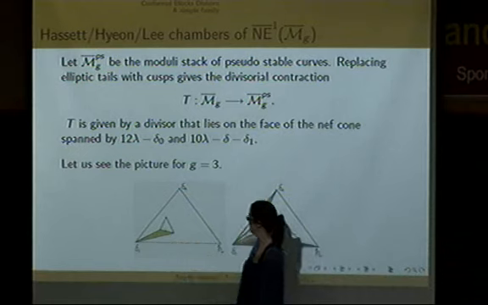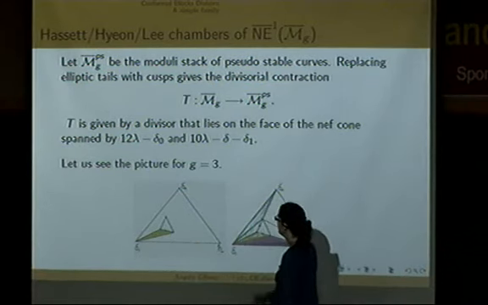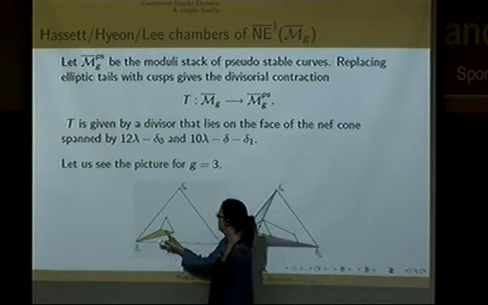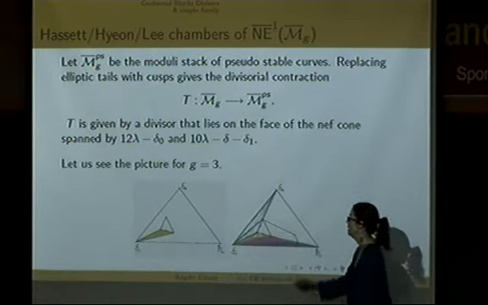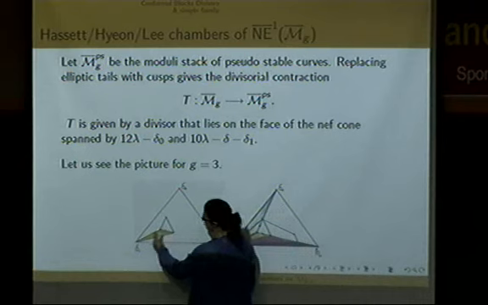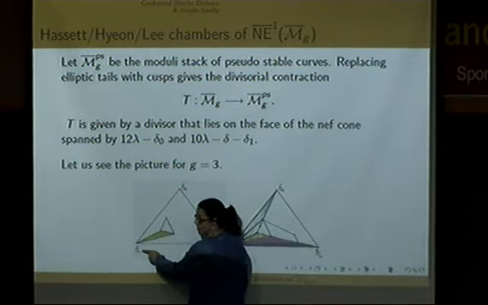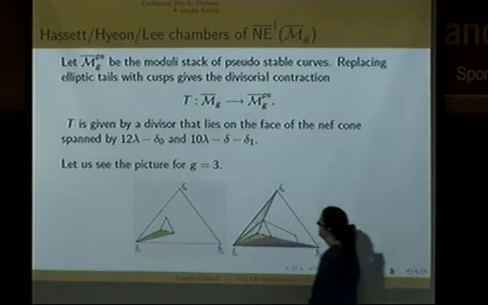You know, I think before I showed you the wrong chamber. The other chamber was here, and this is theirs, hopefully. Anyway. So this is the chamber corresponding to this contraction of elliptic tails. It's a divisorial contraction. It contracts delta 1.